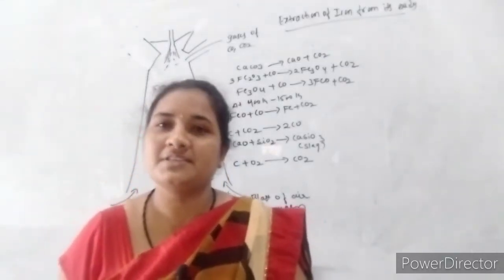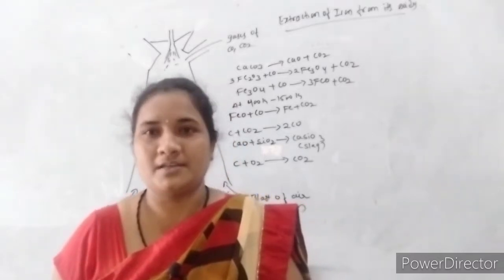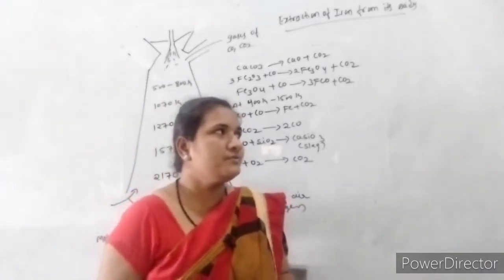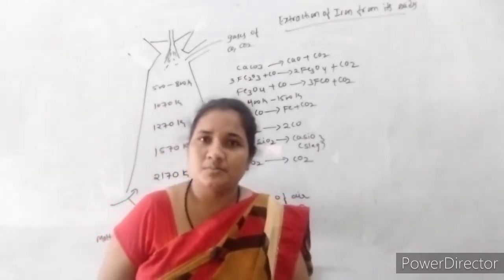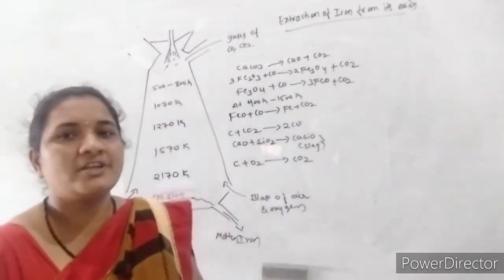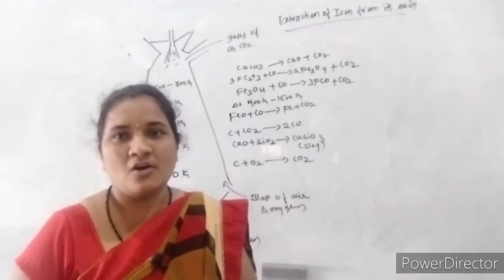In the last video we discussed the Ellingham diagram. So in today's video we discuss the applications of the Ellingham diagram. In that, the first one is the extraction of iron from its oxides.